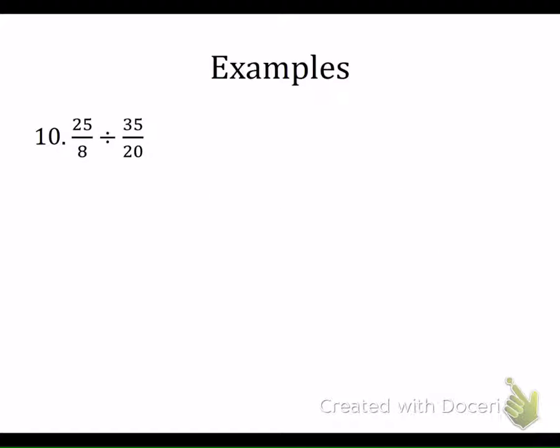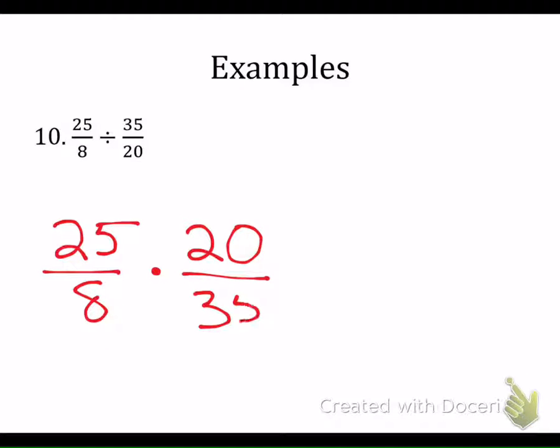Okay, so here is our first example. So we're going to keep, we're going to change, and then we're going to flip. Keep, change, flip. Now, before I actually do the multiplying, remember you can simplify across the multiplication symbol. Any numerator simplifies with any denominator. So what's going to happen on this one?